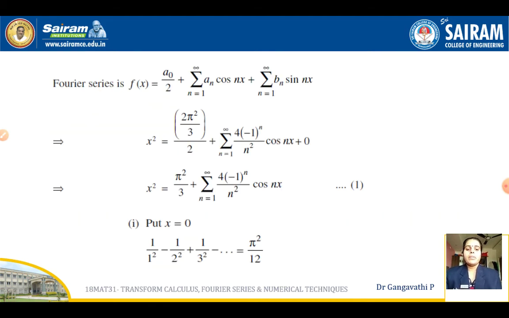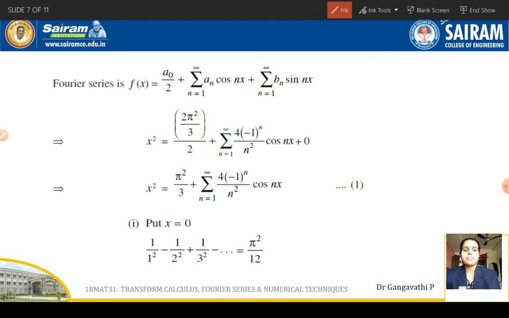And now give a suitable value for n. Expand the summation. When we expand the summation, n is equal to 1, n is equal to 2, n is equal to 3 can be given to this term, and note down the values. When n is equal to 1, 4 minus 1 to the power of 1 by n square, that is 1 square, 4 minus 4 by 1. So keep that 4 as it is. So I'll work it out and show you.